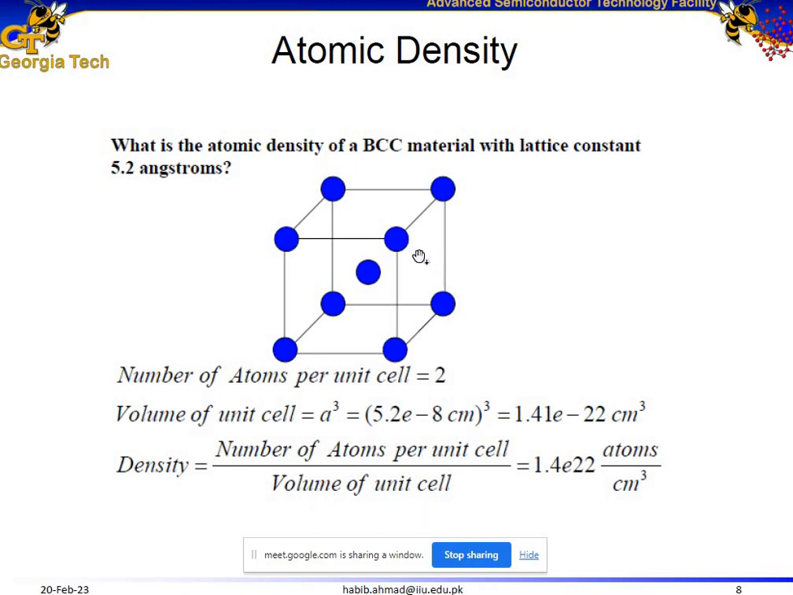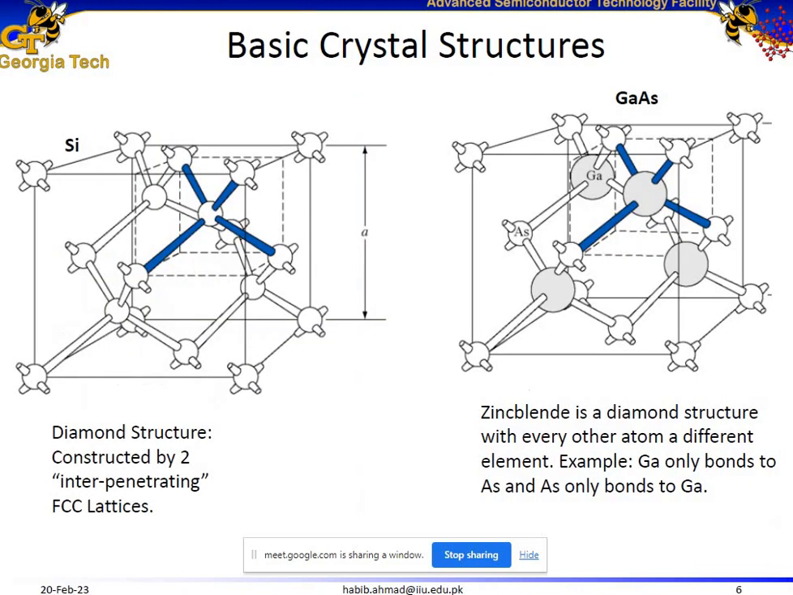Now, how many atoms do you think the body-centered cubic contributes per unit cell? 1 is contributed from all the corners, and then we have an additional atom in the center. So it makes a contribution of 2 atoms per unit cell, divided by the volume of the unit cell. So this way you can calculate the atomic density for a body-centered cubic structure as well.